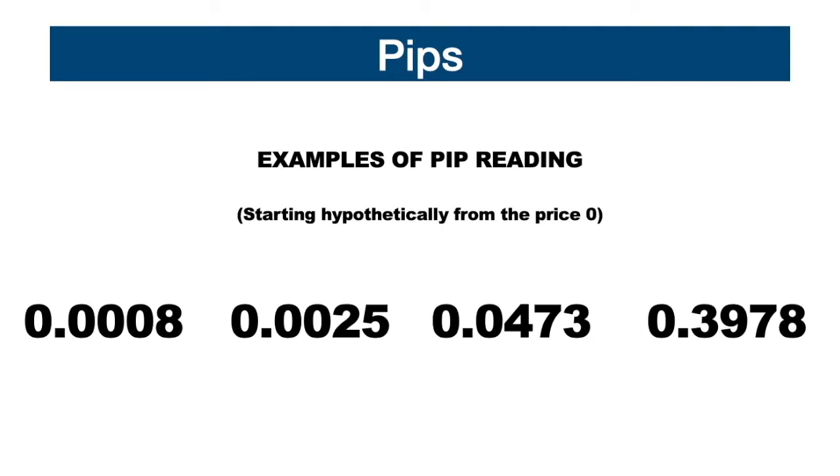Let's see some practical examples to clarify our ideas. In this first example, we have a total of 8 pips. In this second example, we have a total of 25 pips. In this third example, we have a total of 473 pips. In this fourth example, we have a total of 3,978 pips.